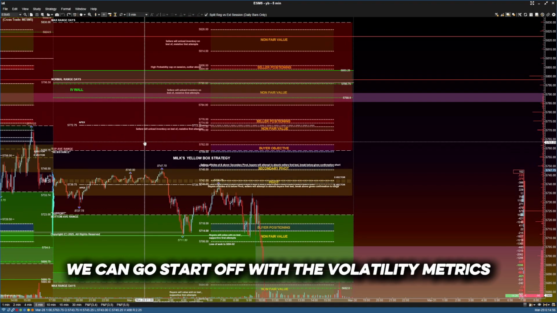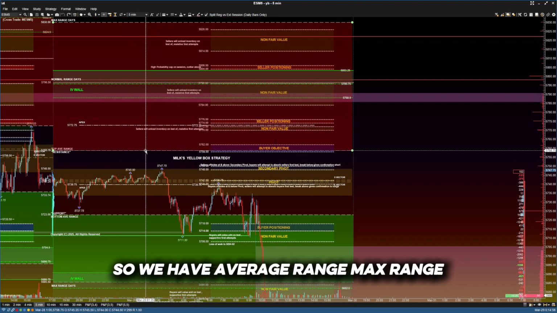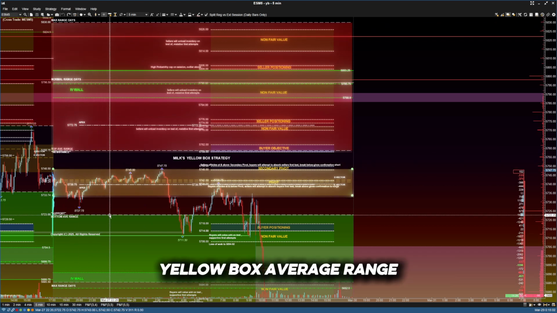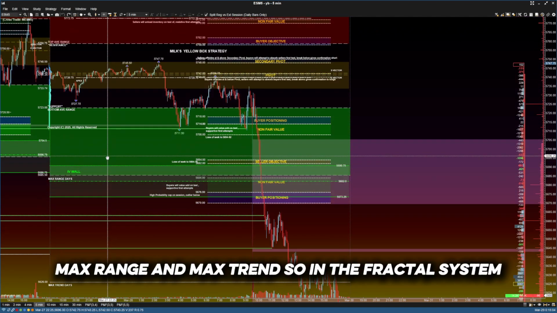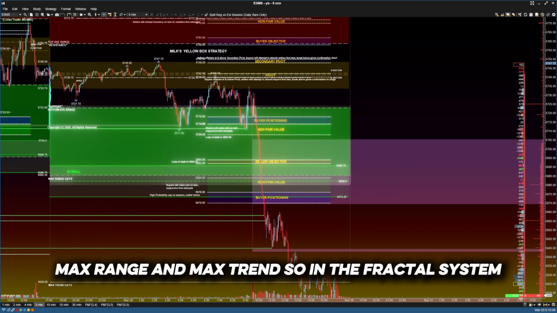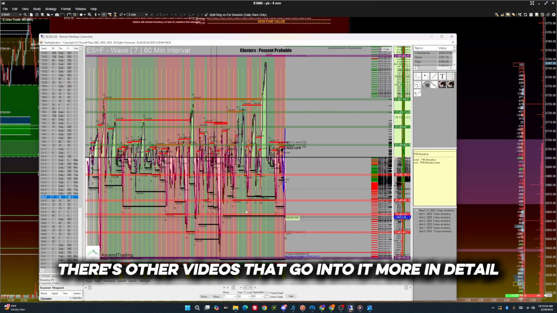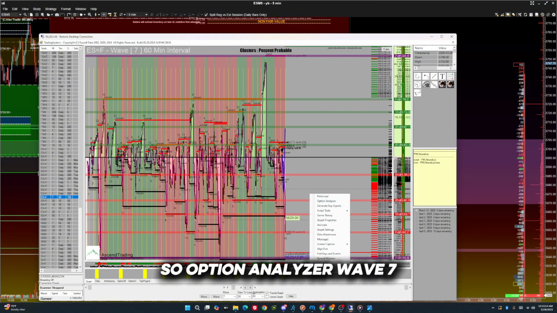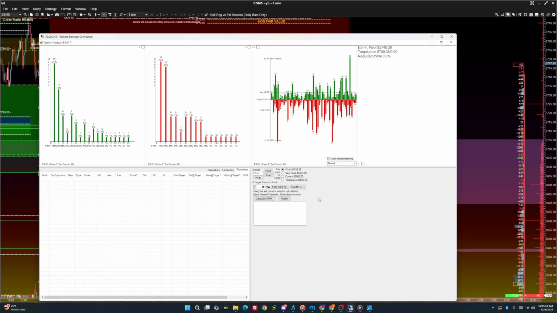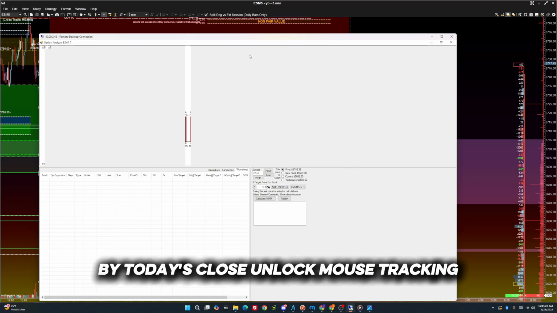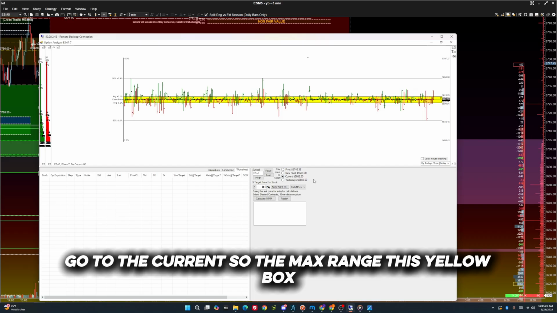So first we can start off with the volatility metrics. So we have average range, max range, yellow box, average range, max range, and max trend. In the fractal system, I'll just give a brief overview. There are other videos that go into it in more detail. So Option Analyzer, wave 7, 50 days to load, 60-minute candles. Today's close, unlock mouse tracking, maximize it, go to the current.